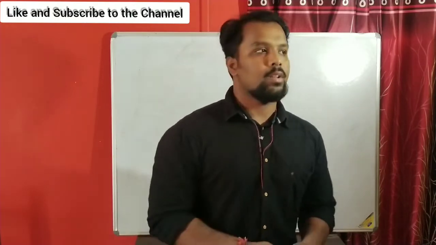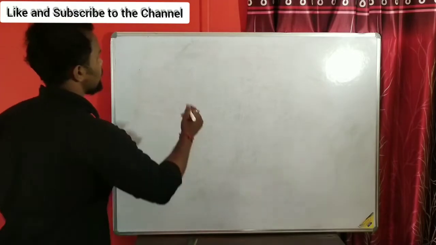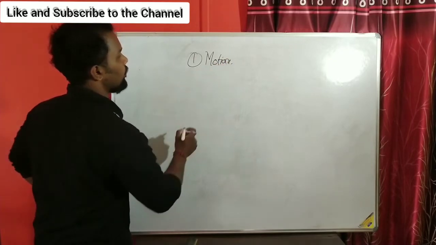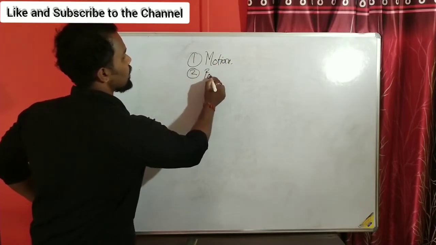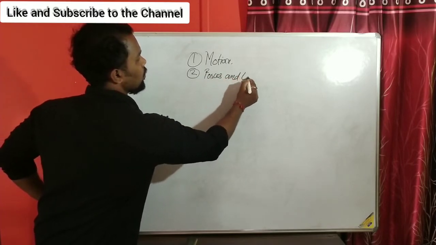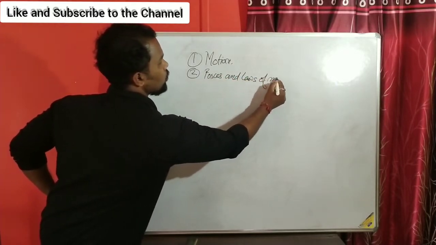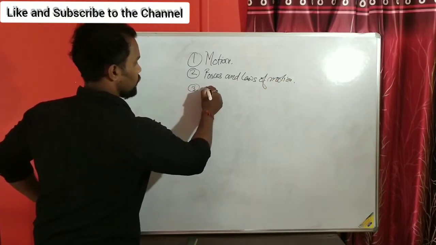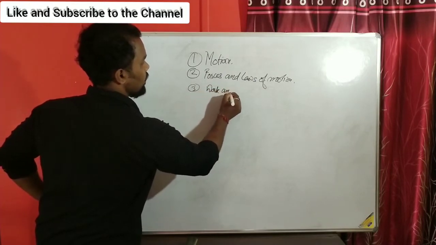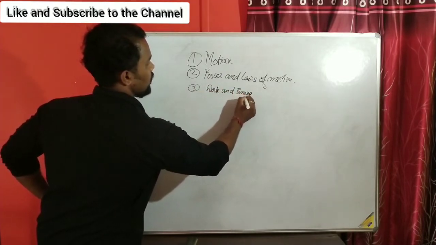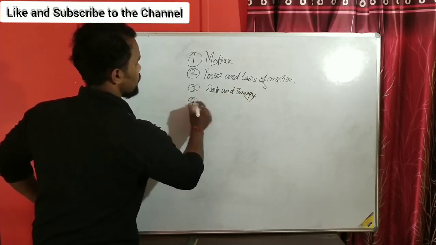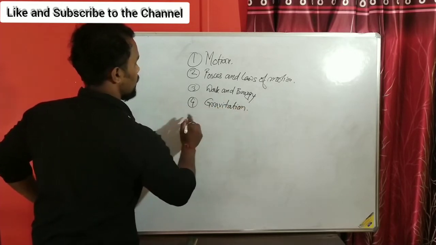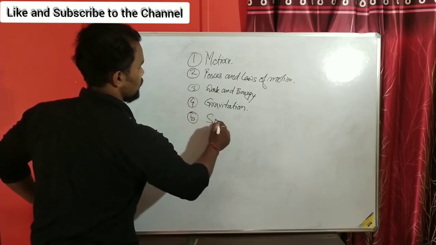In class 9, you actually have 5 lessons of physics, and those lessons are like that. Our first lesson is going to be motion, okay? And the second lesson is going to be forces and laws of motion. The third lesson is going to be work and energy, and the fourth lesson is going to be gravitation, and the fifth lesson is going to be sound.